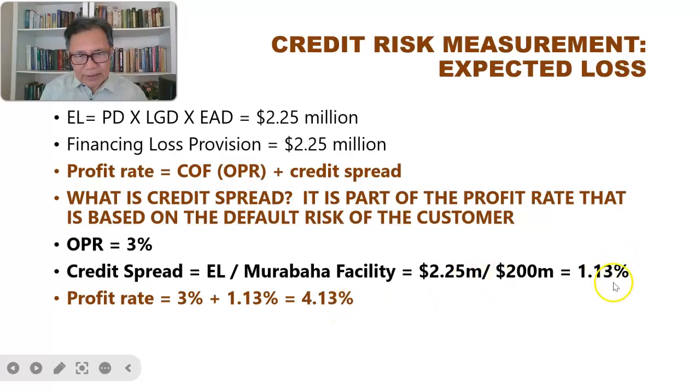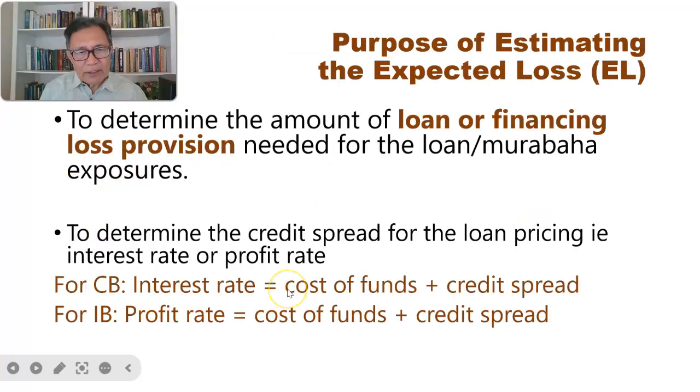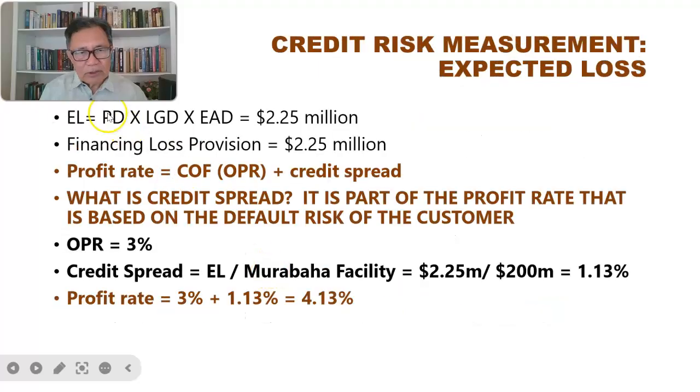So that is 1.13%. So the profit rate will be gotten from the sum of the cost of fund, which is the overnight policy rate, 3%, plus 1.13%, which is the credit spread. So the profit rate will be 4.13%. So that will be the profit rate charged to the murabahah facility. So that is one of the main objectives of estimating the expected loss, so that we can use this estimate to further estimate the credit spread in the loan pricing or in the murabahah profit rate pricing.